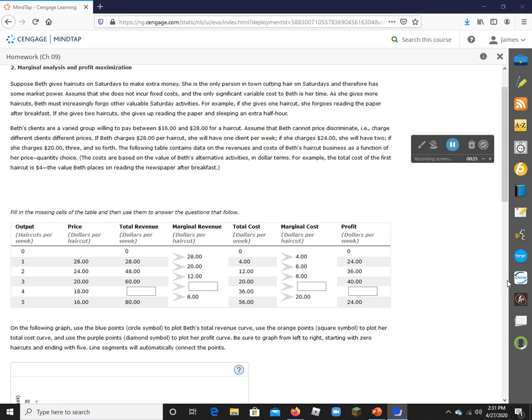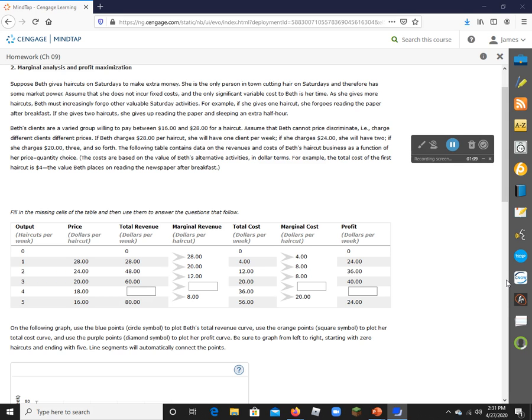Okay, so here we've got an example where we're going to be calculating total revenue, marginal cost, and profit for a monopolist. Suppose Beth gives haircuts on Saturdays to make extra money. She's the only person in town cutting hair on Saturdays, and therefore has some market power, assuming that she does not incur fixed costs. And the only significant variable cost to Beth is her time, as she gives more haircuts. Beth must increasingly forego other valuable Saturday activities.